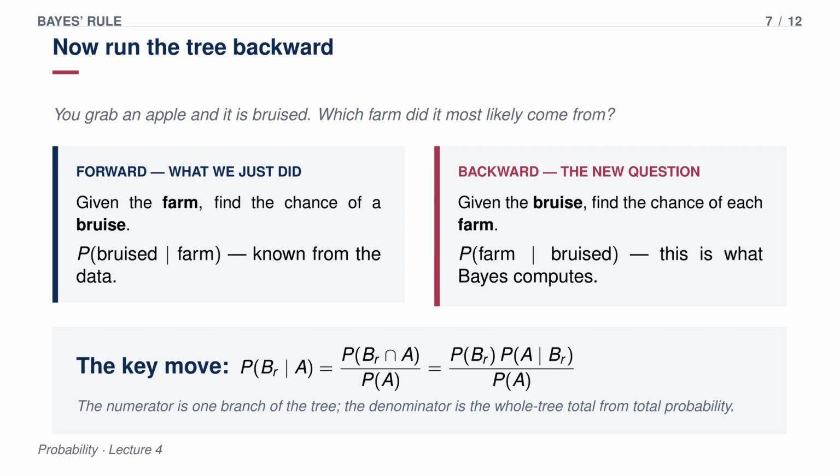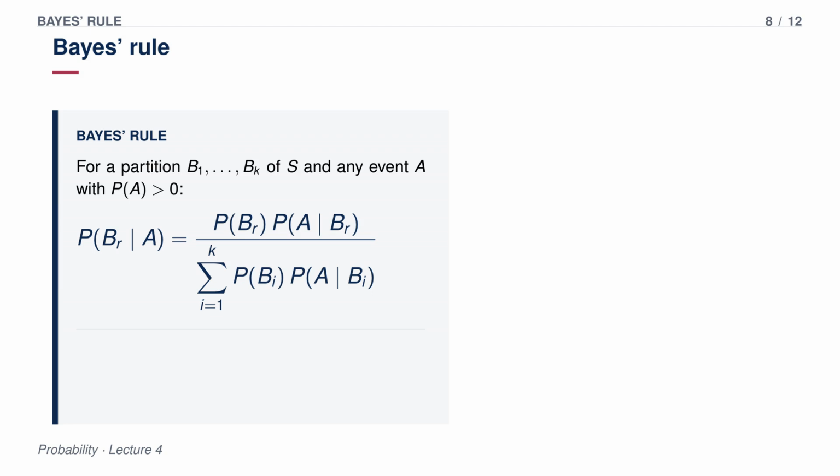The probability of farm R given bruised is the probability of farm R and bruised divided by the probability of bruised. And we already have both pieces. The top, farm R and bruised, is just that one branch of the tree. The bottom, the probability of bruised, is the whole tree total we computed one slide ago. That's the entire trick. Write that out for a full partition, and you get Bayes' rule.